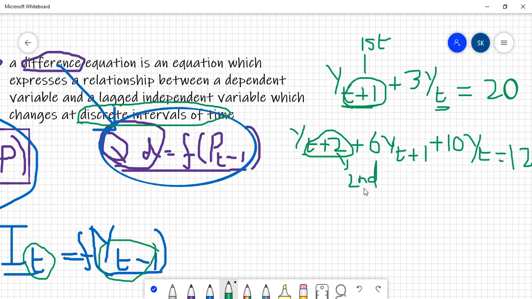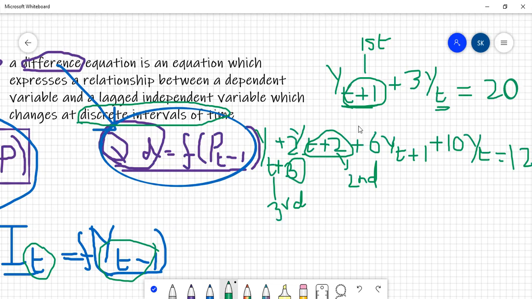Suppose again we have another like this. If we add y(t+3) into it, that is, suppose we have y(t+3) plus 2y(t+2) in this equation, then this will become a third order difference equation. The higher the time period with which we are moving, or the lag with which we are moving, the highest lag will give us the order of the difference equation.